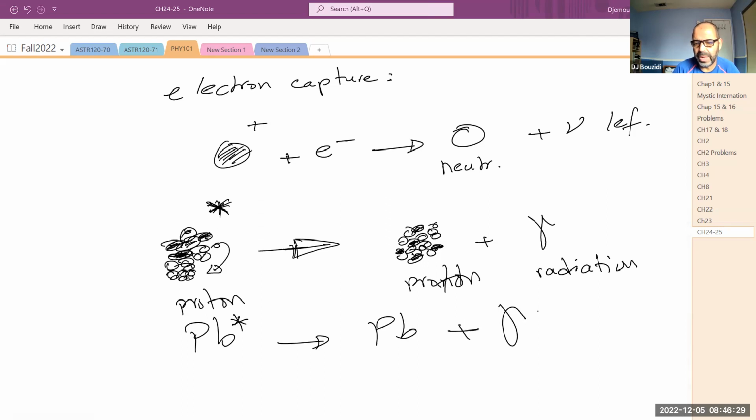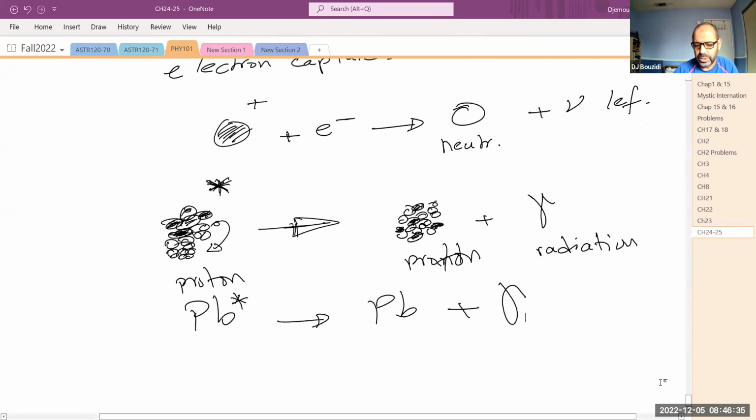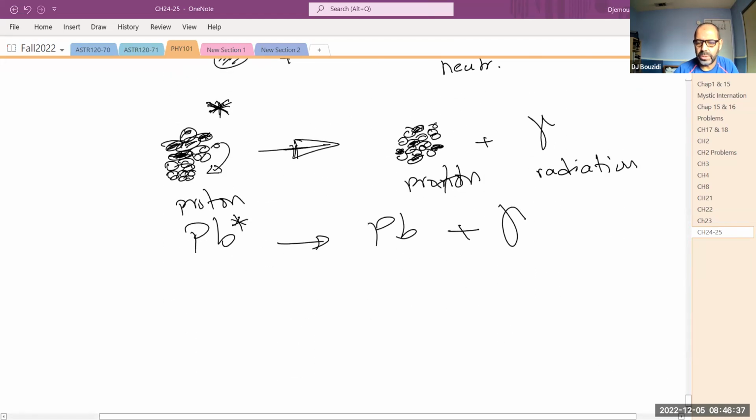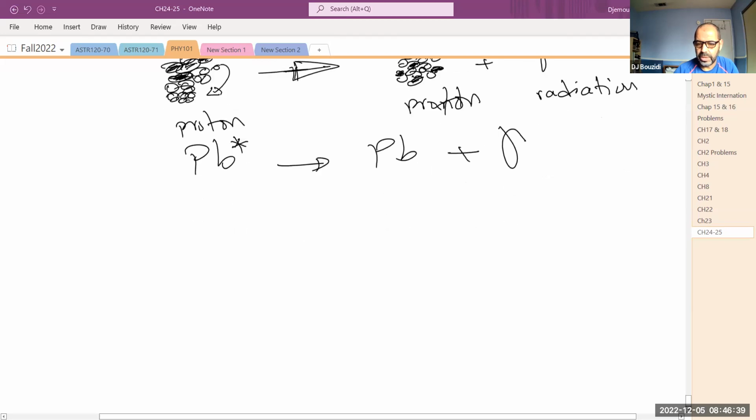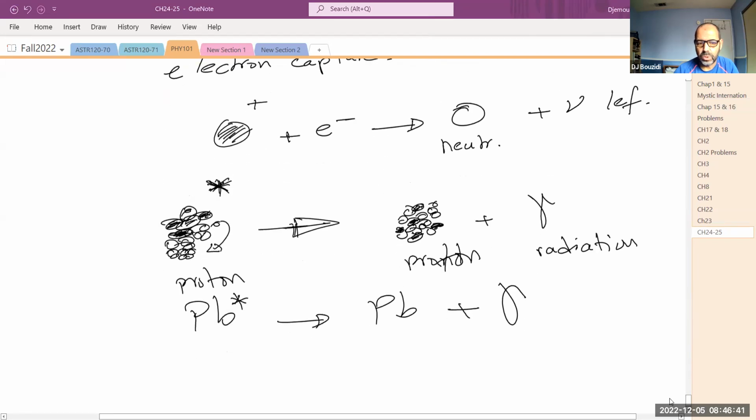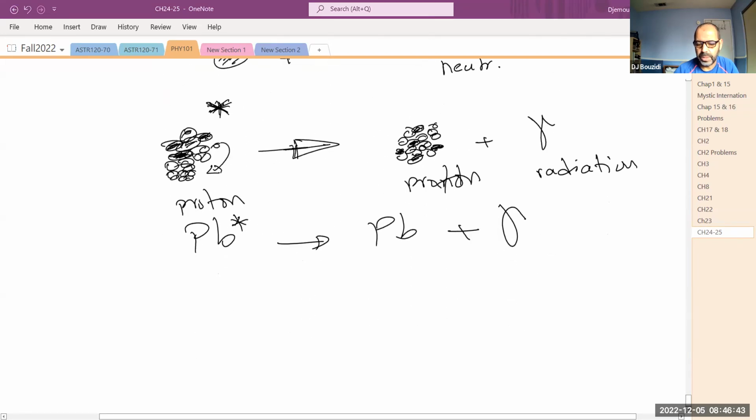So this one doesn't move the period. So lead stays lead. Whatever element you start with stays the same element as you had before. So this is, in a nutshell, basically what's going on inside the nucleus, trying to understand the processes of all of this and what's going on with the elements in the periodic table.